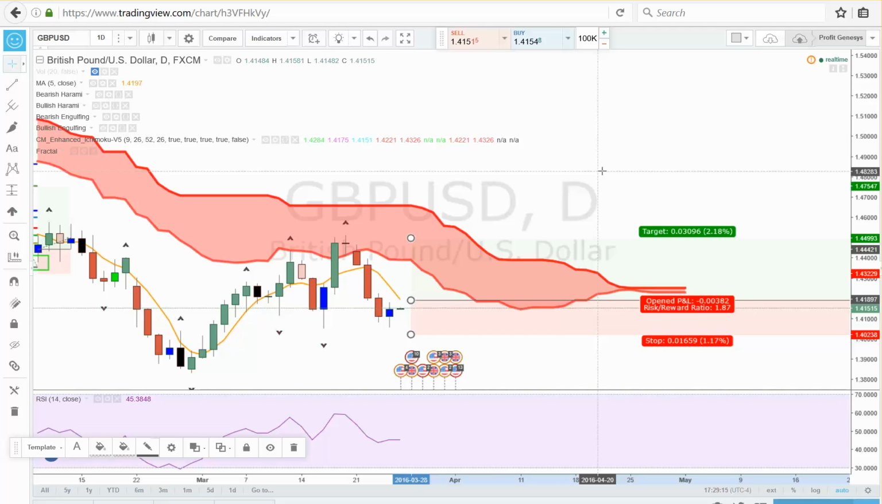Obviously, when we're trading with the trend and we have a little bit more confidence in the trade, a little bit more conviction on the trade, then we can obviously increase that percentage to help us grow our accounts a lot faster. But that's the trade of the day today, the pound dollar.